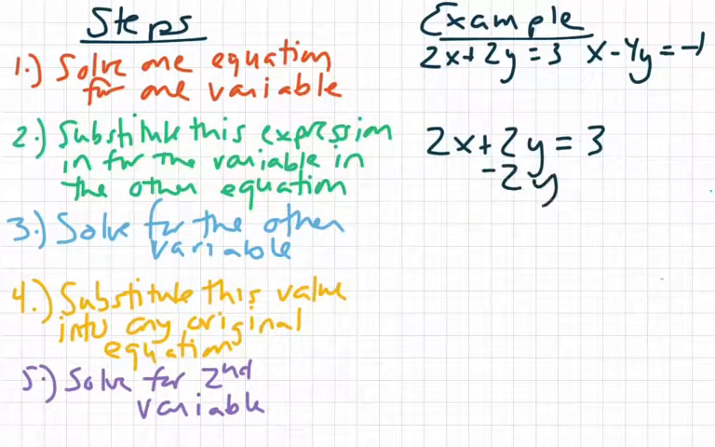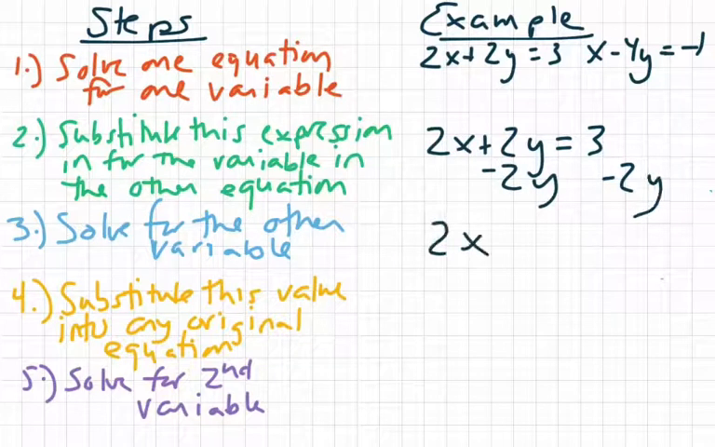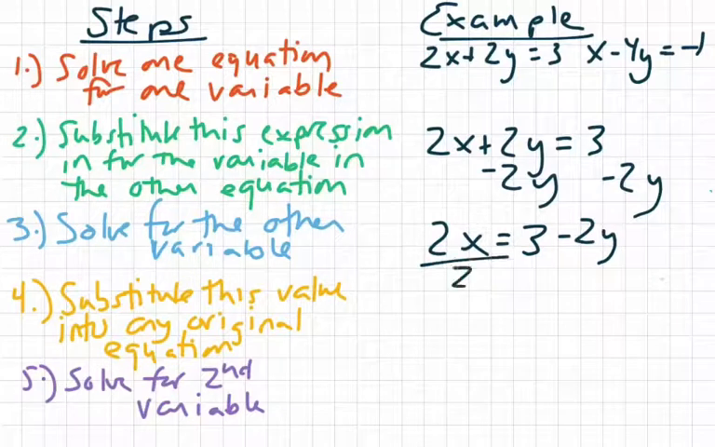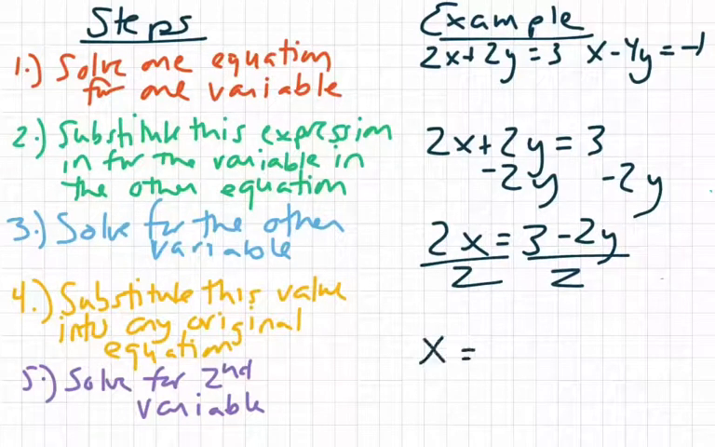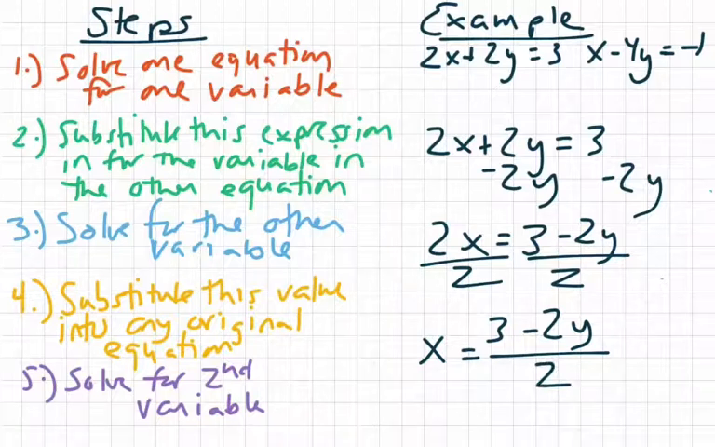And so you subtract 2y from both sides. 2y minus 2y is 0. You get 3 minus 2y. And then you divide by 2. And you end up with that. Now, it does work. It 100% works.